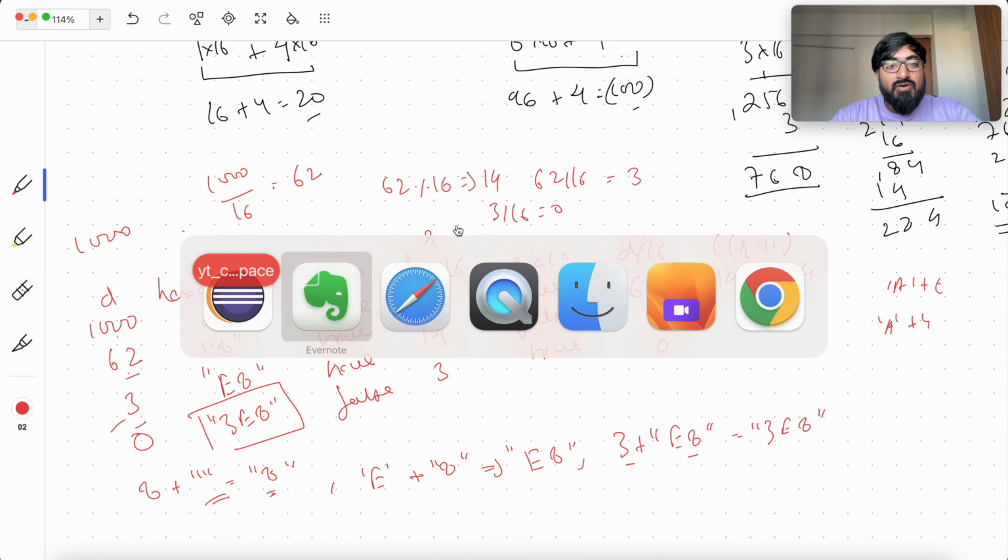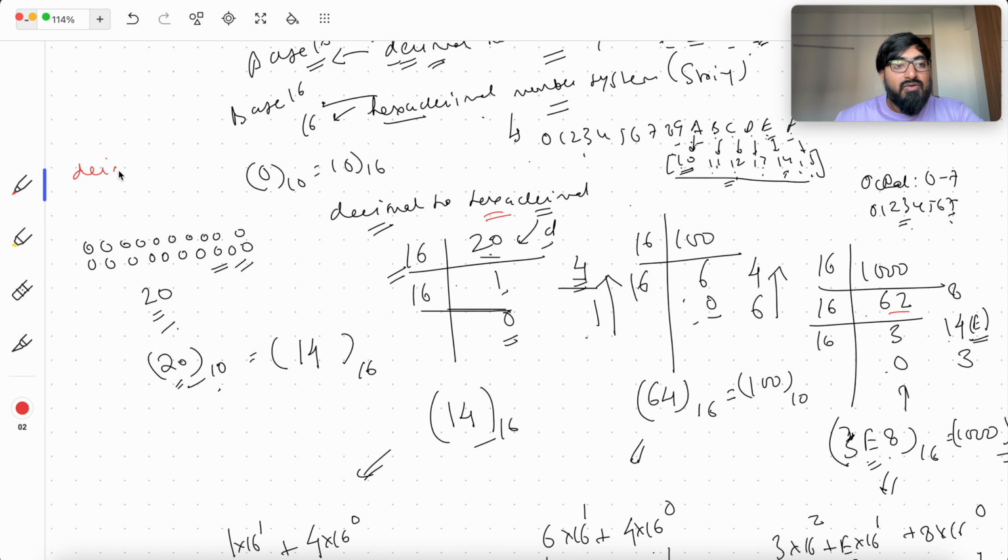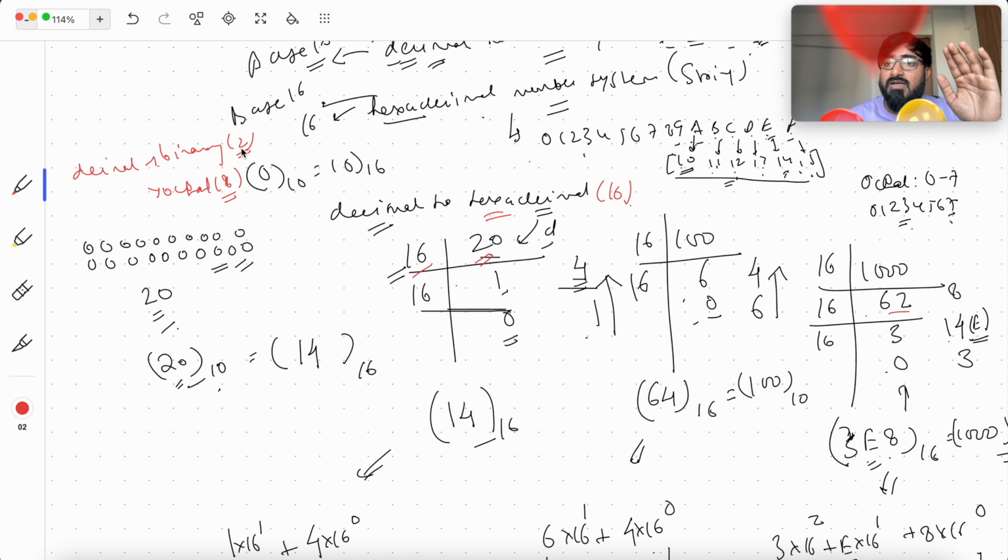One last thing: when you do decimal to binary, which is base 2, or decimal to octal, the process remains the same. That is, you keep dividing by the base. In decimal to hexadecimal you are dividing by 16. In decimal to octal, you keep dividing by 8. In decimal to binary, you keep dividing by 2. I've already uploaded separate videos for it.